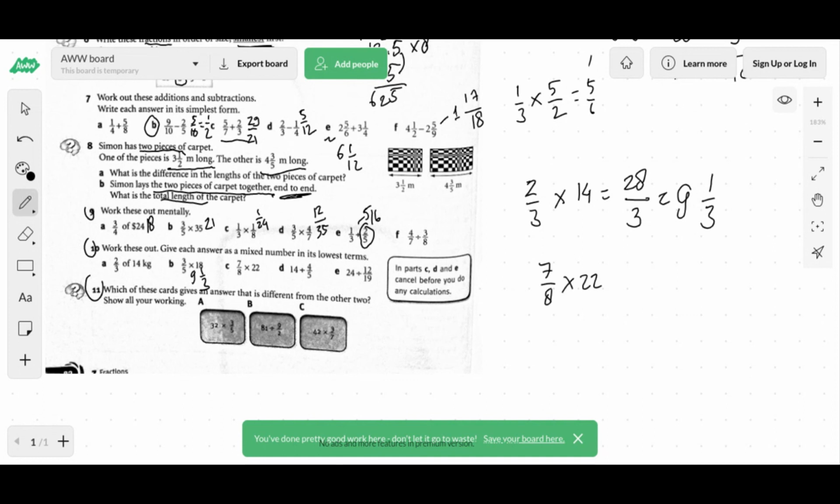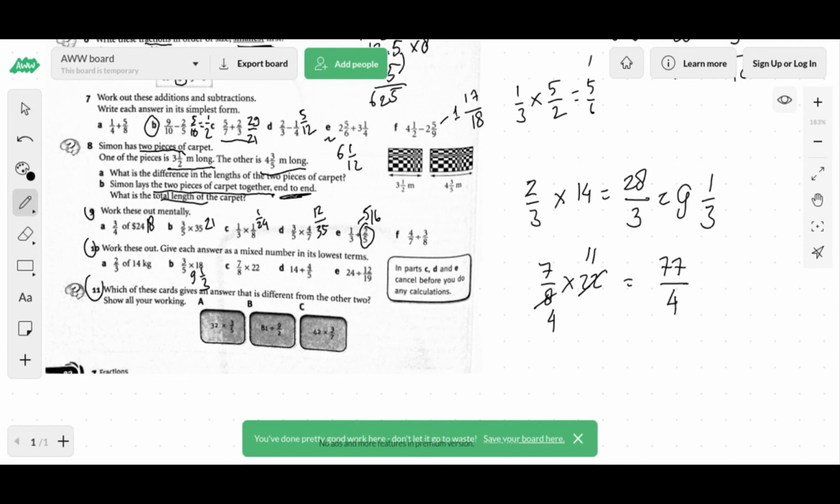And the next one, 7 over 8 times 22. Can you cancel 22 and 8? No. But I can divide both by 2, right? I divide this one by 2, I divide this one by 2. What will I have? 22 divided by 2 will give you 11. 8 divided by 2 will give you 4, right? It's 77 over 4.